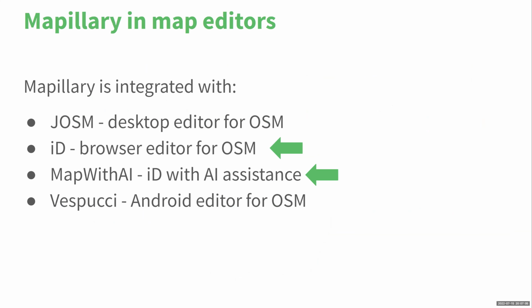So just a really quick look at where Mapillary is integrated. So you can see it in JOSM. That's the desktop editor for OpenStreetMap. You can find Mapillary in the ID editor that's in the browser at openstreetmap.org. You can find it in Map with AI. That is our version of ID editor with enhanced features that Meta makes available. And that includes a lot of extra open data. And Mapillary is also there with some upcoming features coming that'll make it better and better. And finally, we have also Vespucci on the Android editor. You can turn on the Mapillary layer.